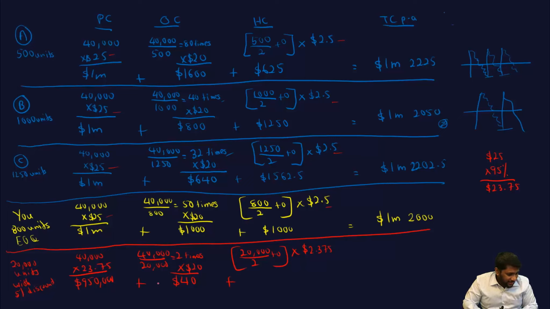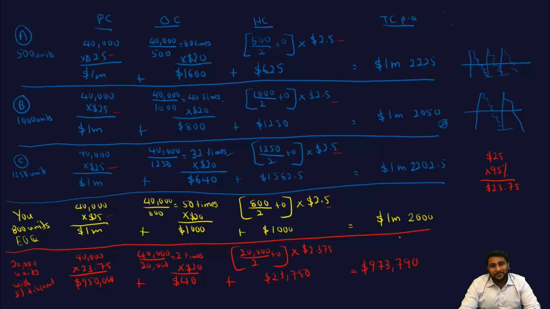So how much will be my holding cost? If that is the case, let's calculate. 20,000 divided by 2, that means 10,000 into 2.375. So I am getting a value of 23,750. So what is the total cost? 950,000 plus 40 plus 23,750. Your total cost is 973,790. Big problem. You said you gave the best opinion, no?